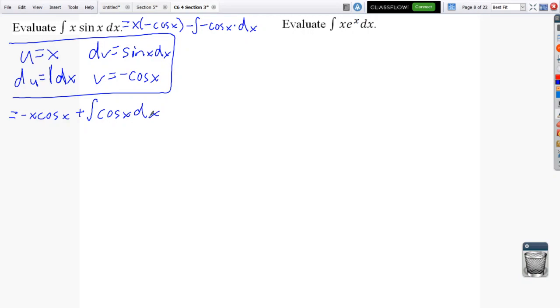Now notice that first term does not have an integral symbol in front of it. If it has no integral symbol, guess what I don't do? That's right, I don't integrate it. So the next part of this problem is going to be negative x cosine of x plus, now I have to integrate cosine of x. The integral of cosine of x, what gives me a derivative of cosine of x, is sine of x plus c.